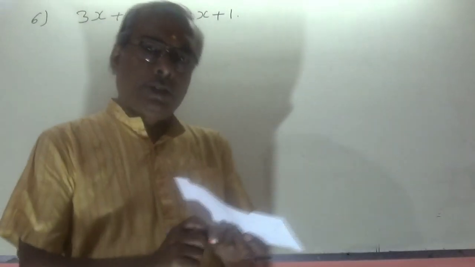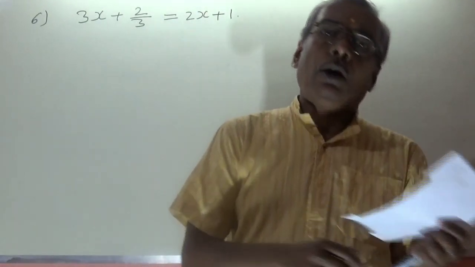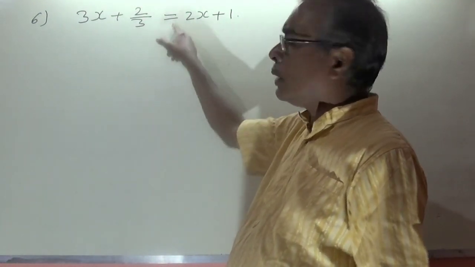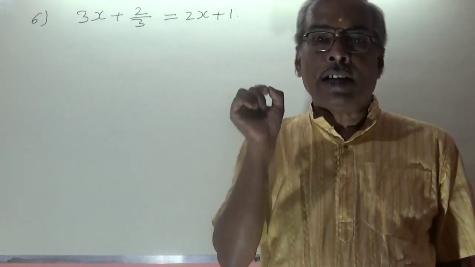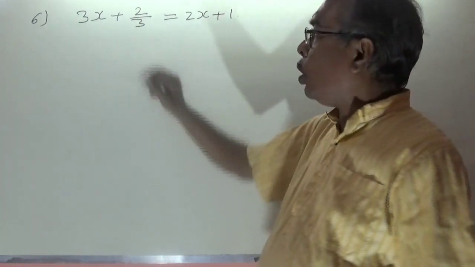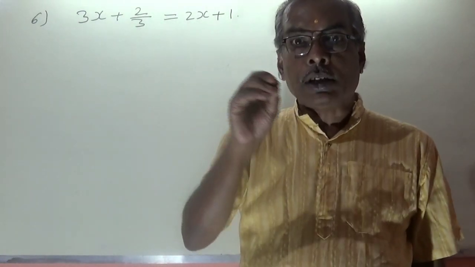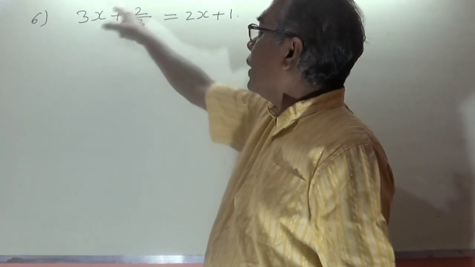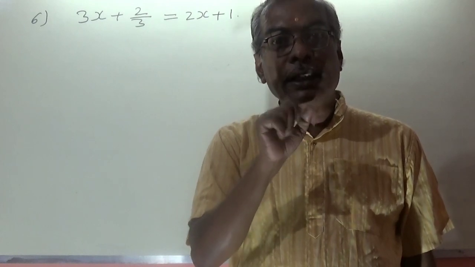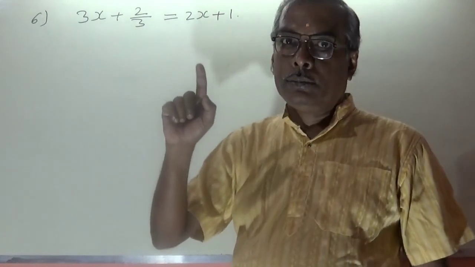Yes, I have told you that this is an equation. Why is this an equation? Because two expressions are there, and between these two expressions one equal sign is there, so it is an equation. And this one is a linear equation. Why? Because on the variable x, the maximum power is 1. That's why it is a linear equation. And this is a linear equation in one variable, because only one single variable is here.